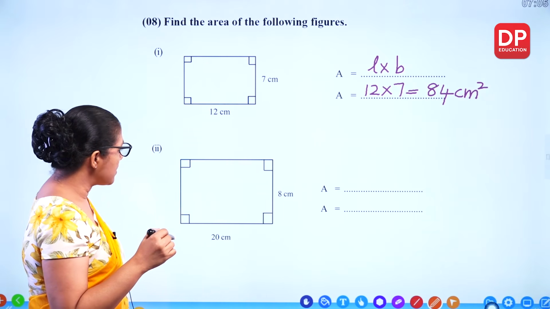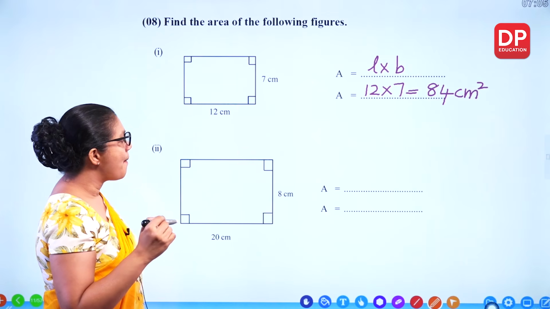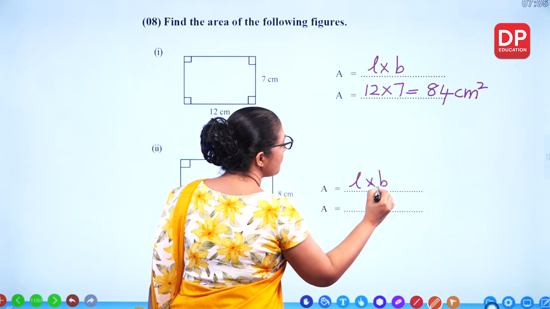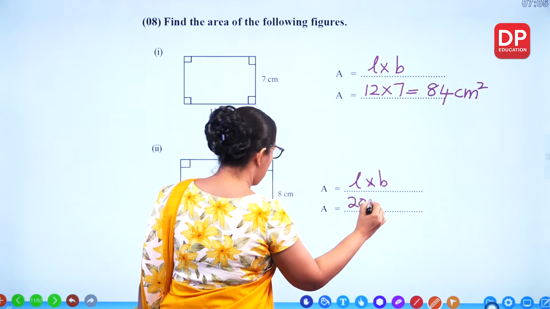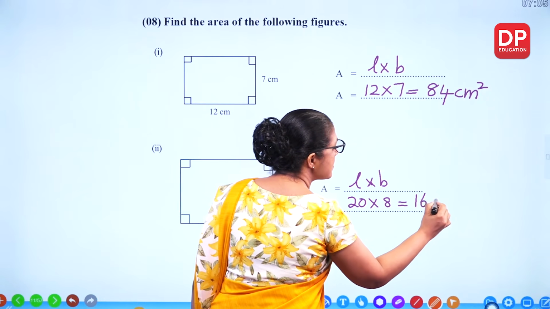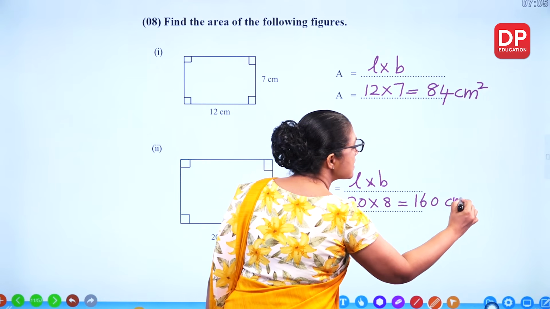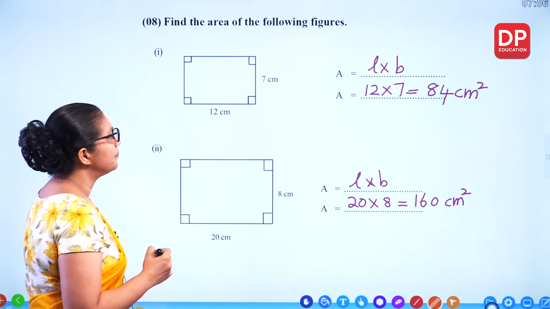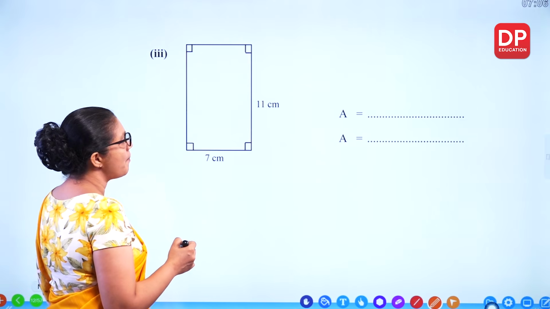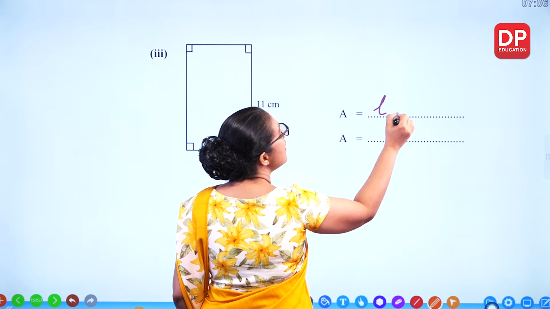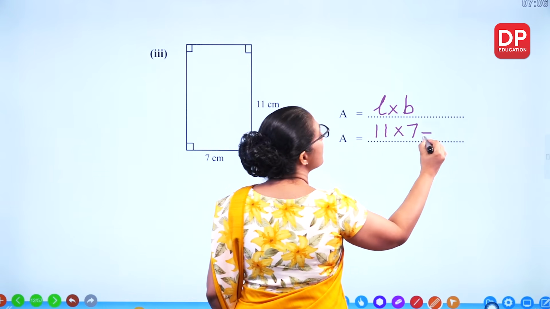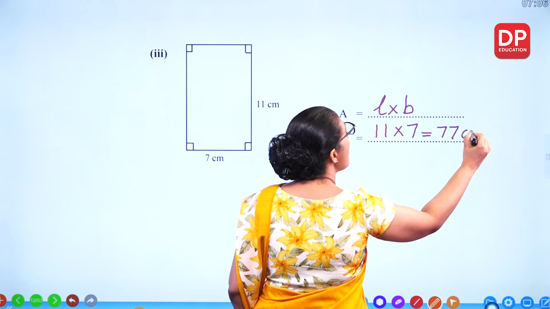Take a look at this rectangle. Length is 20. Breadth is 8. So what's the area? Length into breadth. 8 times 20, 160 square centimeters. Another rectangle. So what's the length here? 11. Breadth is 7. So what's the area? Length into breadth, 11 times 7. You get 77 square centimeters.